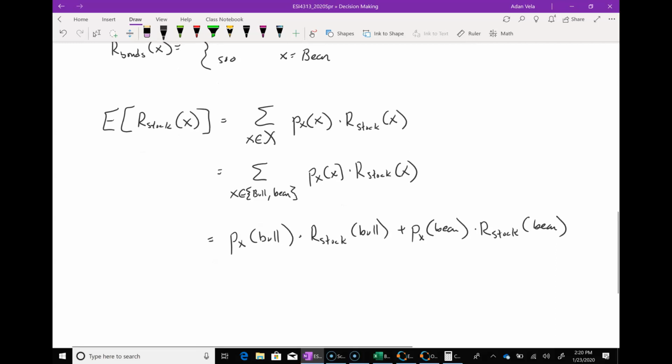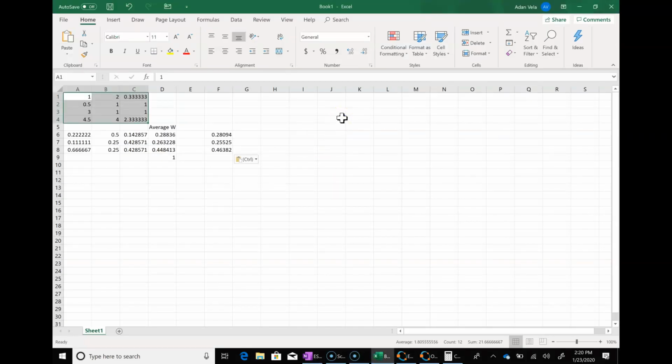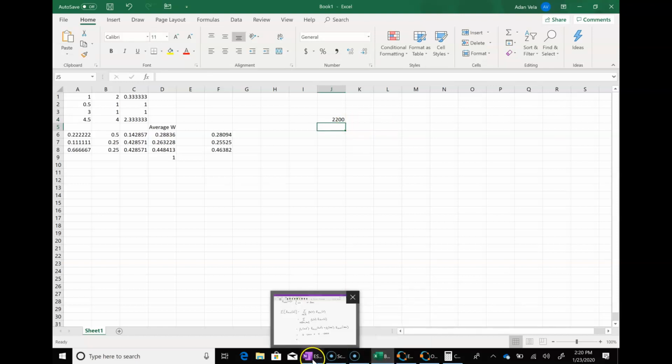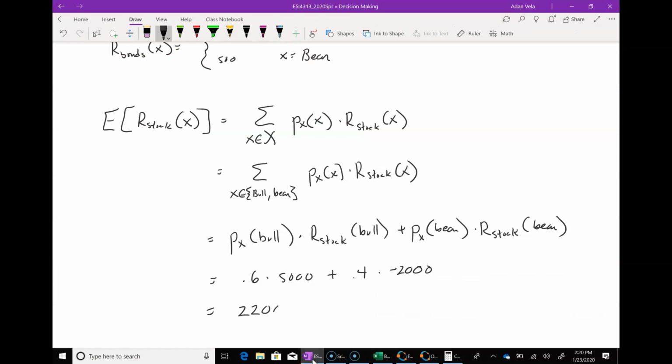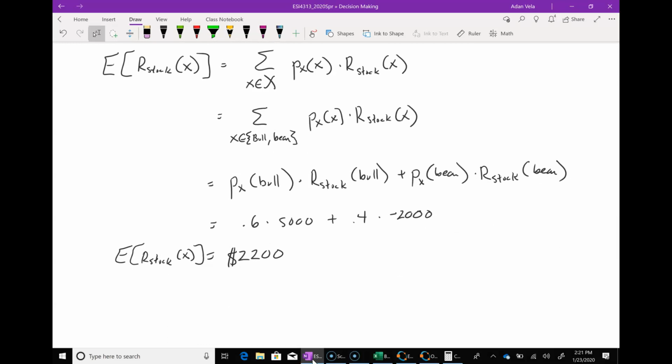So at this point, we can plug in some stuff. So I think we have 0.6 times 5,000 plus 0.4 times negative 2,000. Just going to calculate that really quickly. Oh, 2,200. Not bad. So our expected reward if we invest in stocks is $2,200.